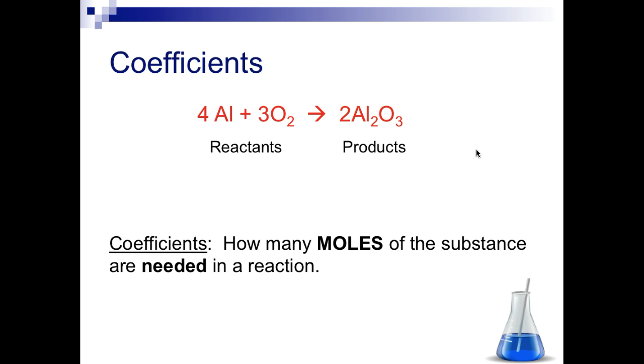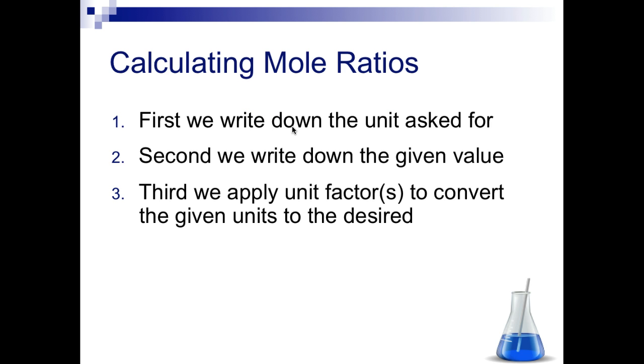So how do we do that in a chemical reaction? Well, we do that by using coefficients. Remember, those are the numbers in the front that we use to balance chemical equations. And they tell us how many moles of a substance are needed in a reaction.